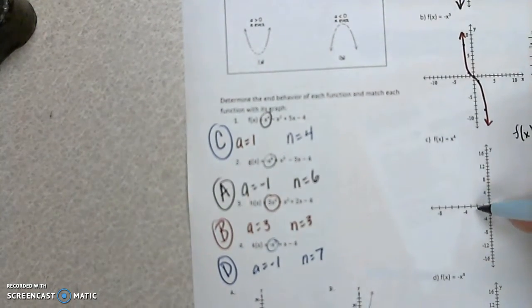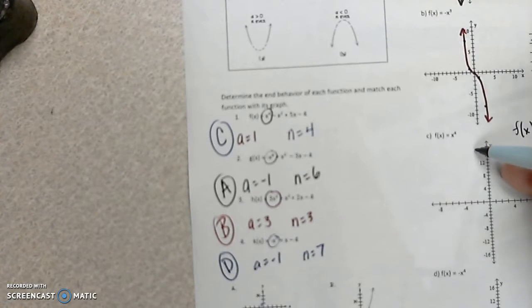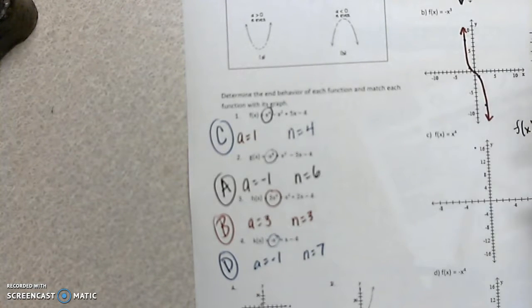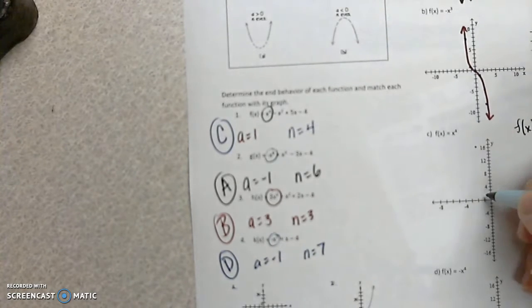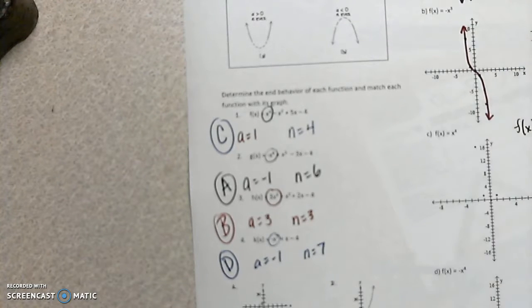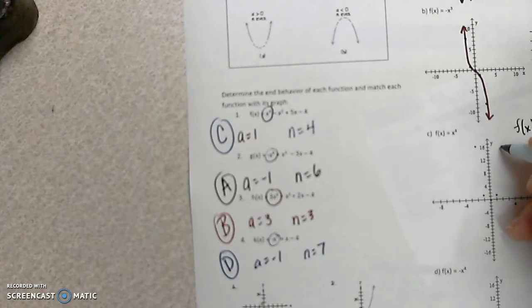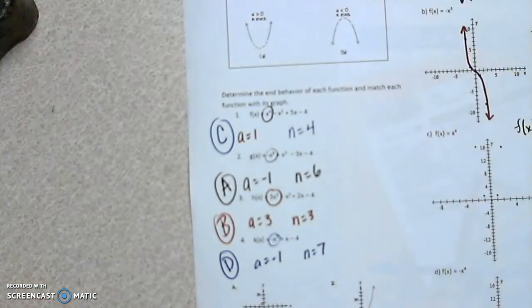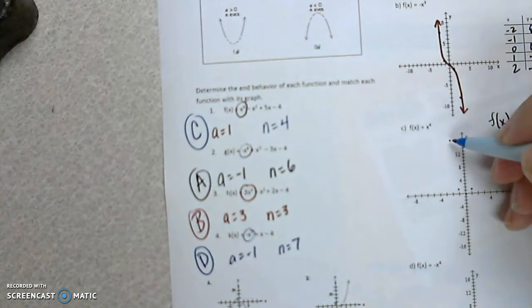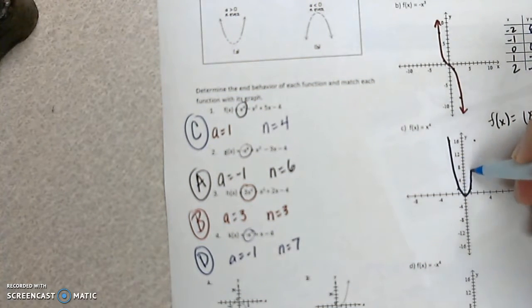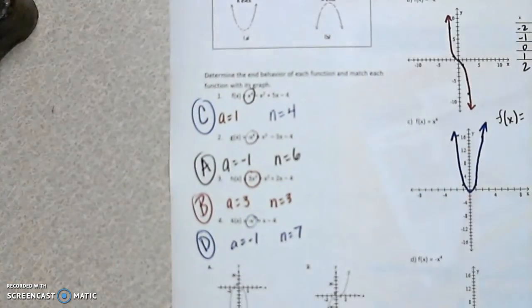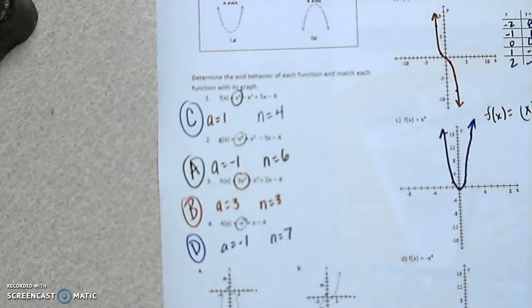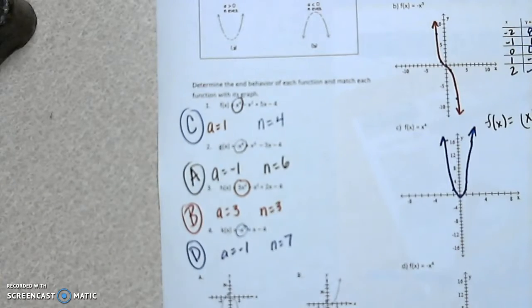So I'm going to go right 2 and up 16, and then that should have been a negative 1. Then I'm going to go left 1, up 1. I'm at 0, 0, right 1, up 1, right 2, up 16. Then when I connect my dots, it should look like this. Notice my end behavior matches what we described in the box over here on the left.